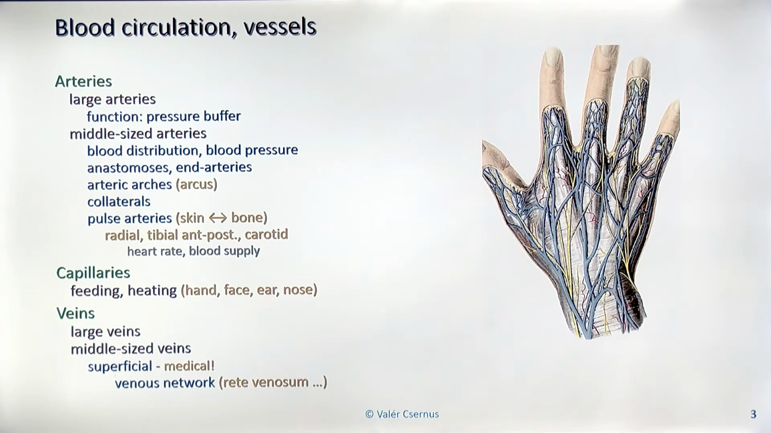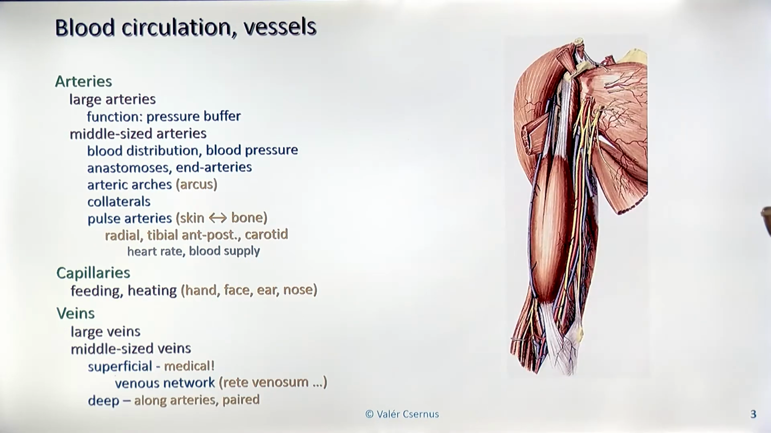It is what we named rete venosum, or venous network, like on the back of the hand and on the back of the foot. The deep middle-sized veins are running along the arteries, and interestingly enough, we also have a pair of veins, so two veins running along the arteries, and very frequently we have cross connections between them.